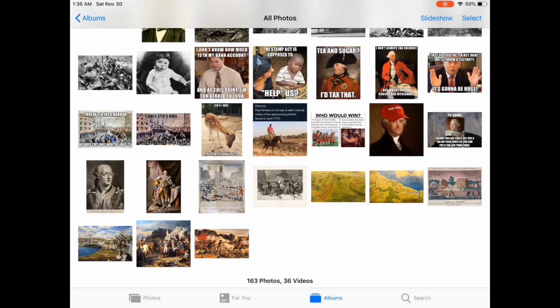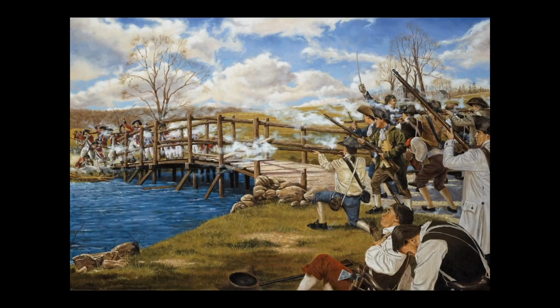The British. So the colonial troops went to intercept the British and forced them to retreat with heavy fire.